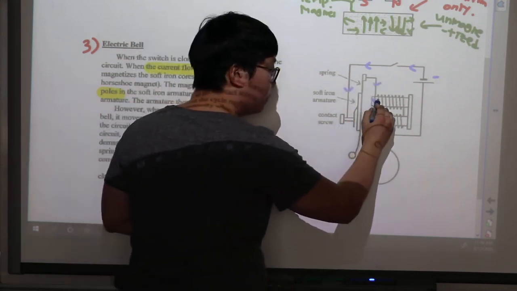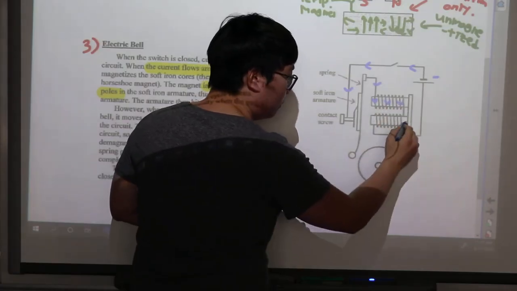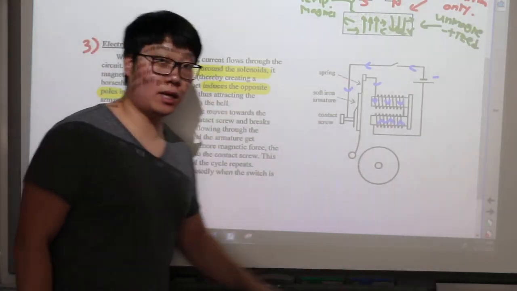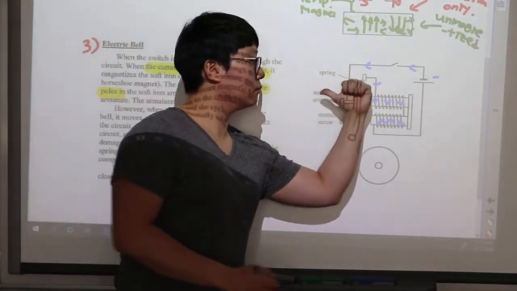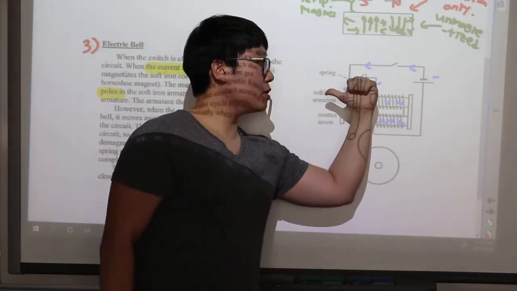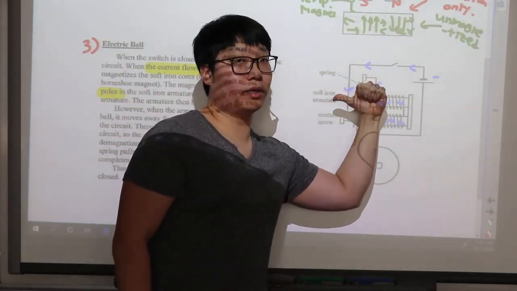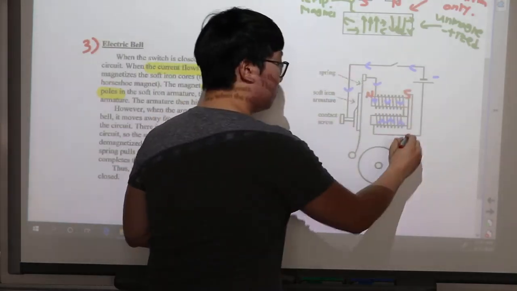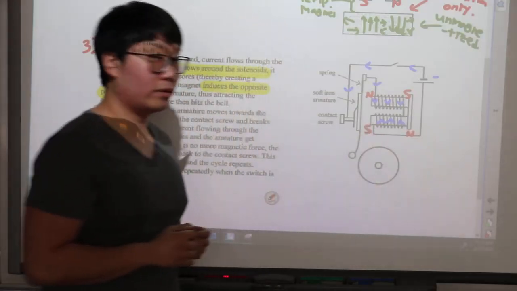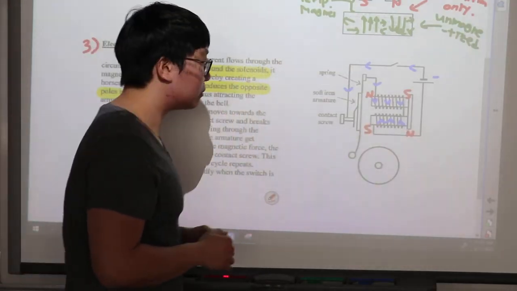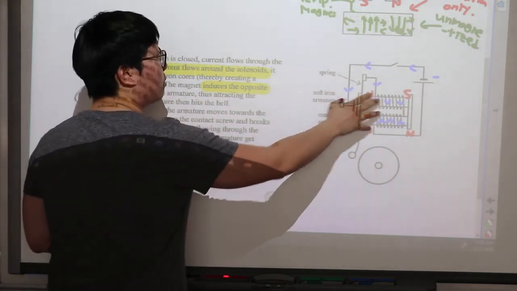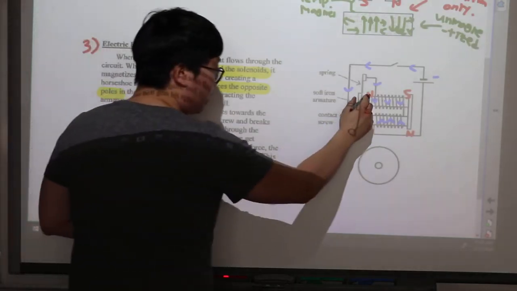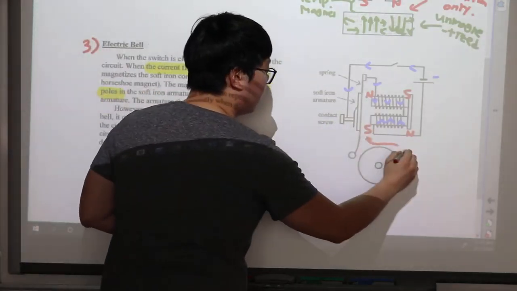So, one of them will face down, one of them will face up. Facing down, north, my thumb pointing west. The one that goes above, north on the right, south on the left, which is very similar to what you see up here. Now what happens is, because of these, you're going to have attraction.